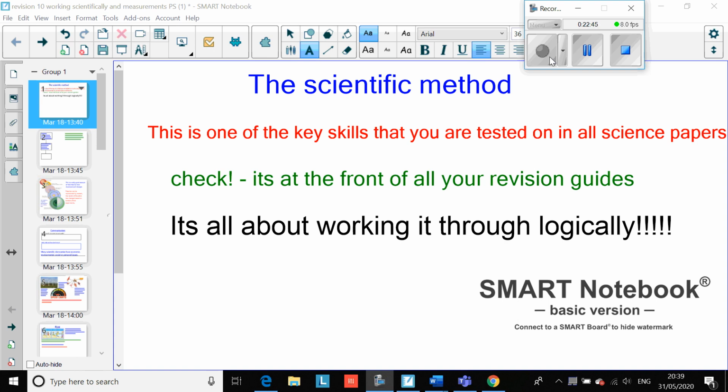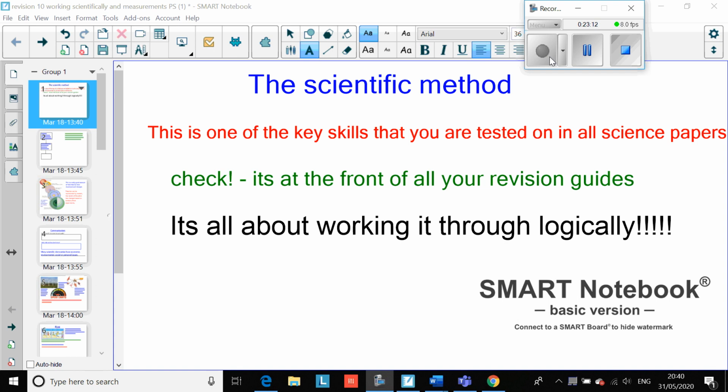Okay, Year 8. So this is what we are going to be working on over the next few lessons, and there are many branches to this. So the first thing is scientific method. So this is one of the key skills you're tested on in all papers, biology, chemistry, and physics. And when you get your revision guide at the beginning of next year, this is at the front of all of them, and it actually is pretty much the same throughout them. And it's all about working through logically.